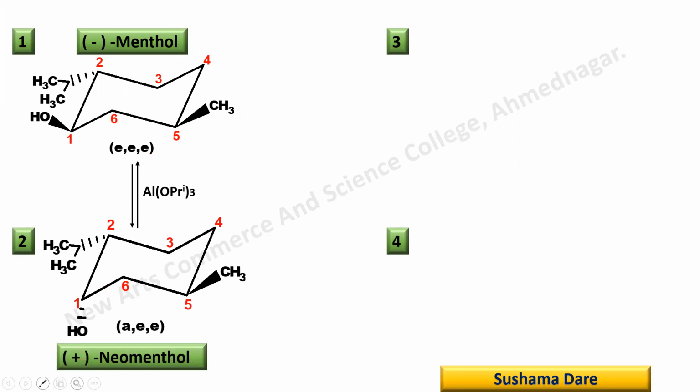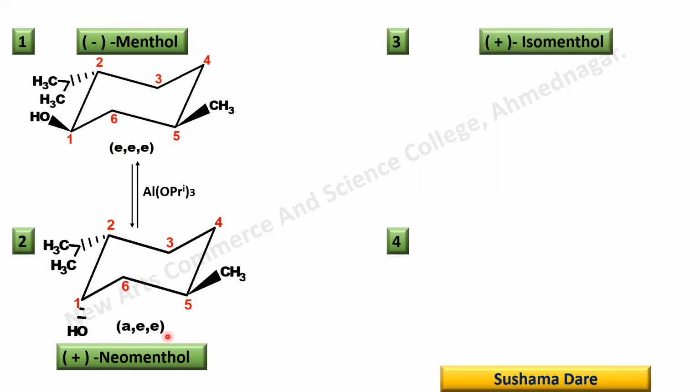This neomenthol is dextrorotatory. The positive and negative signs indicate the rotation: the negative sign means the levorotatory structure, and the positive means the dextrorotatory structure. When it is treated with aluminum triisopropoxide, the orientation of the hydroxy group changes to axial, and the name of this is neomenthol, while this conformer is denoted as the AEE conformer.